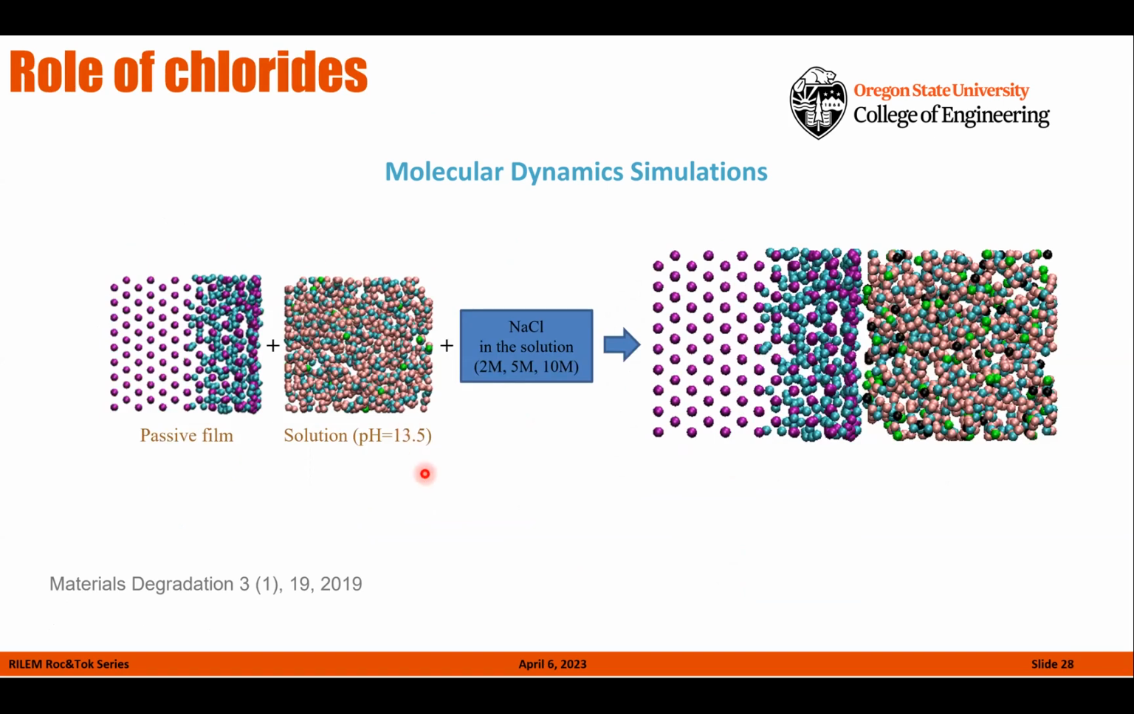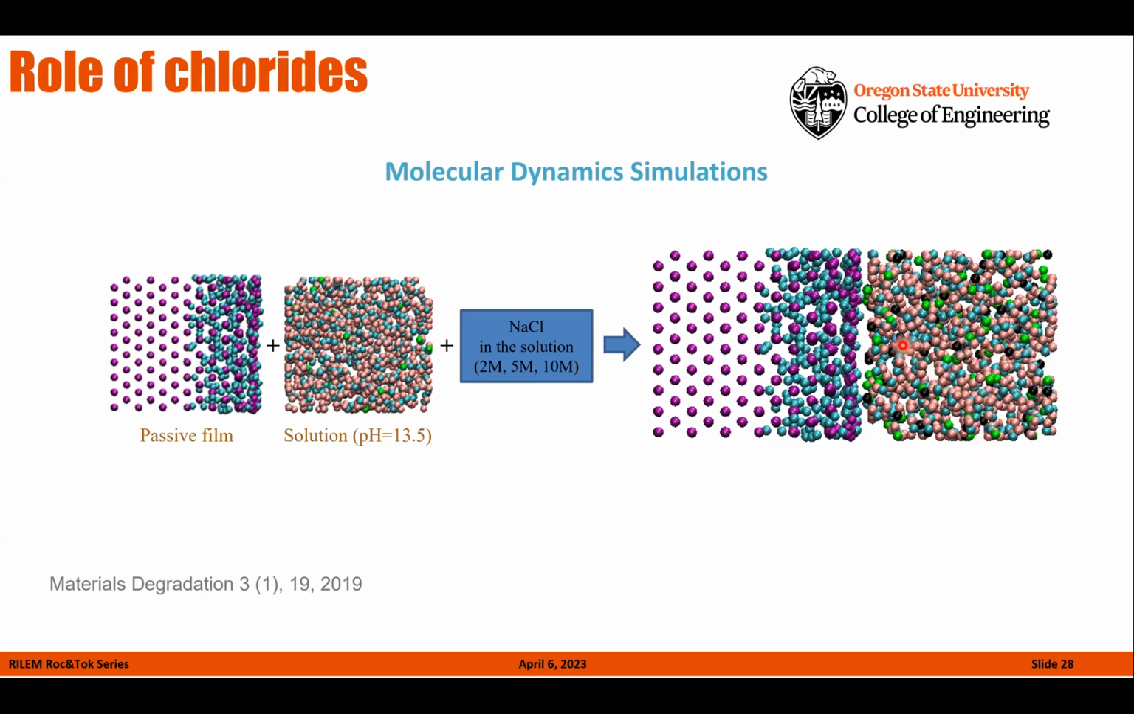Now, we can also use molecular dynamics simulations to look at what chlorides do. So you take a passivated system to start. This is a system where you actually created a passive film through molecular dynamics simulations. That's your starting point. And you expose that passivated surface to that same electrolyte pore solution, but this time with some sodium chloride in it.